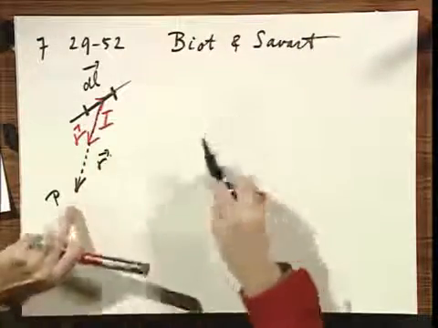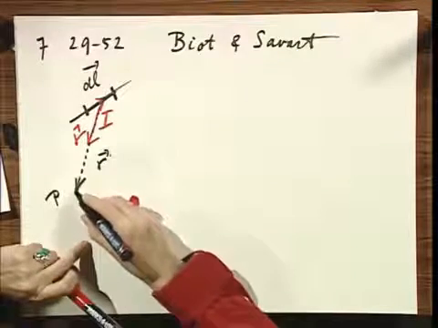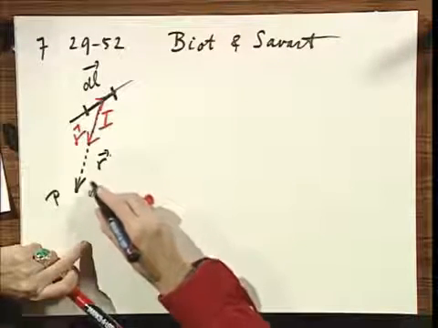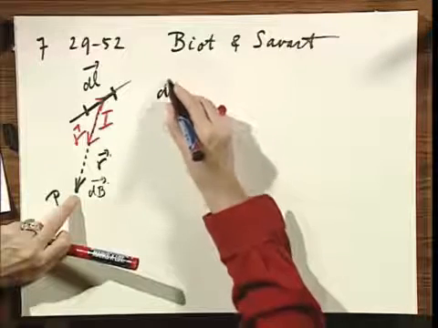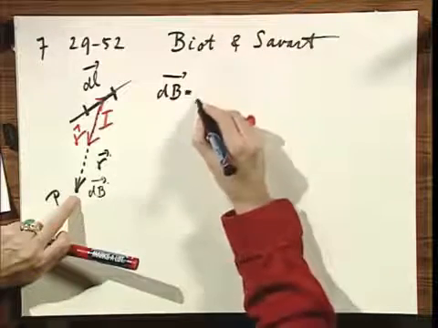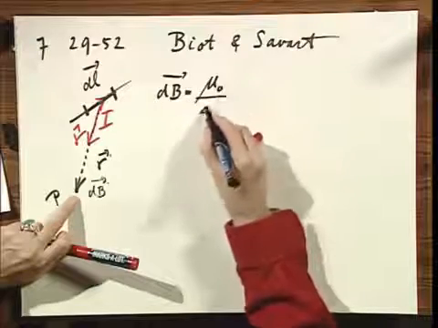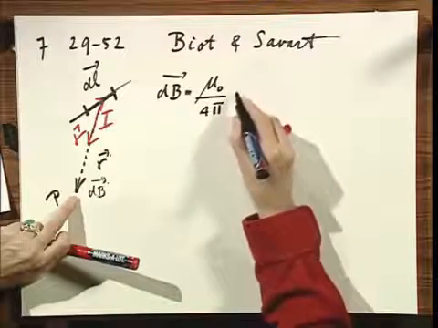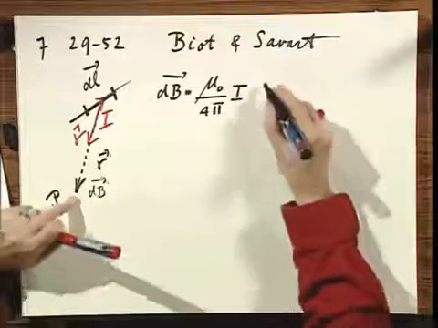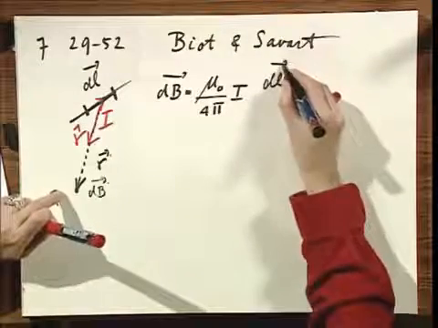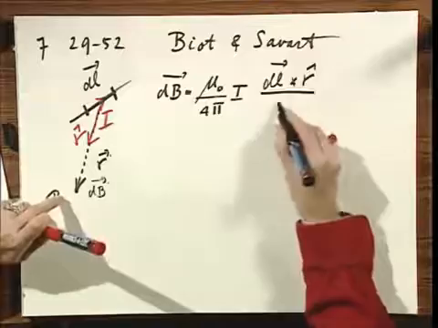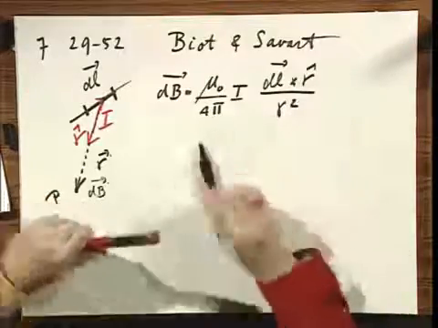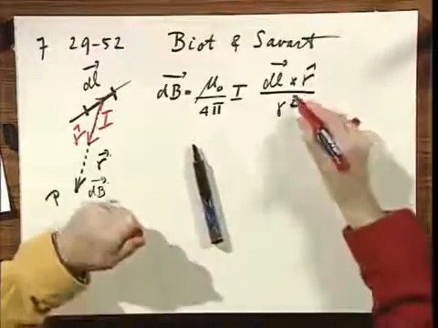They argued that dB equals mu 0 divided by 4 pi times I times dl cross r roof divided by r squared. And what is interesting, that they have an r square here.